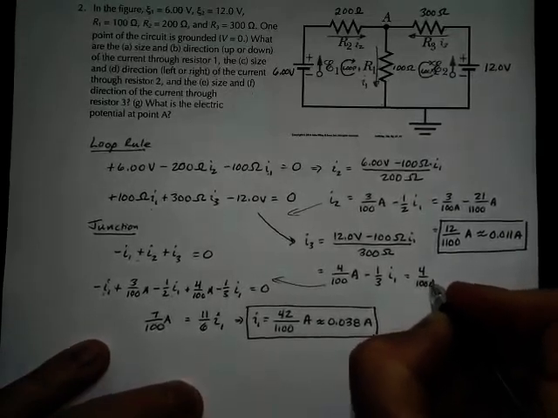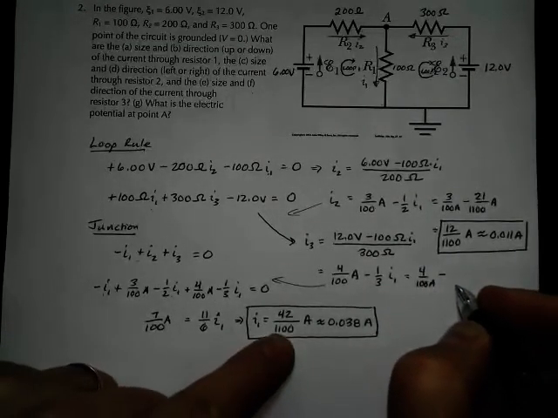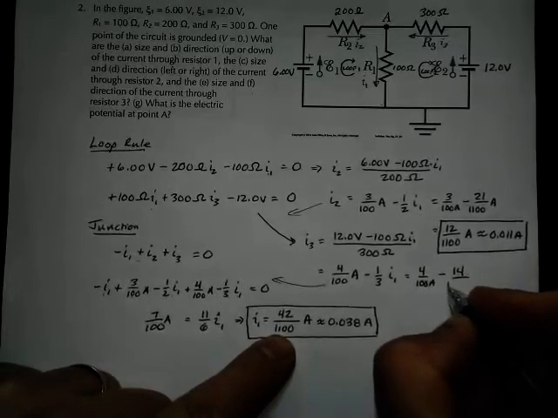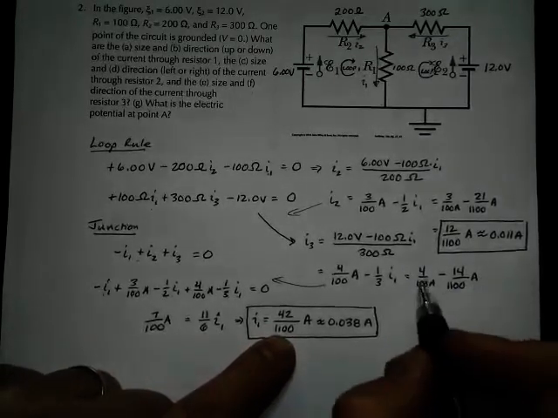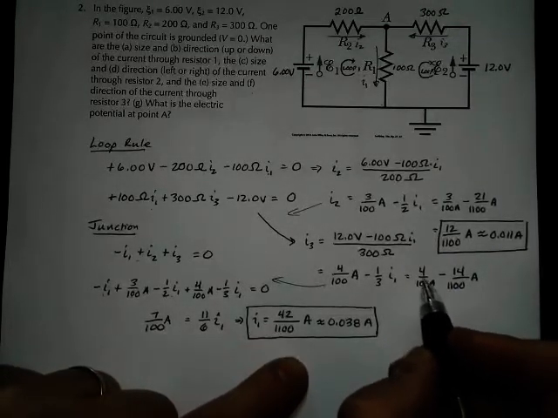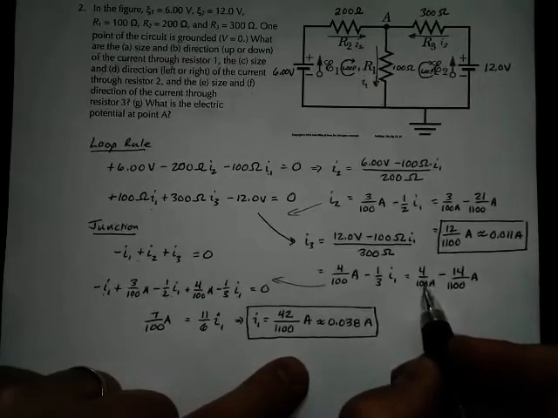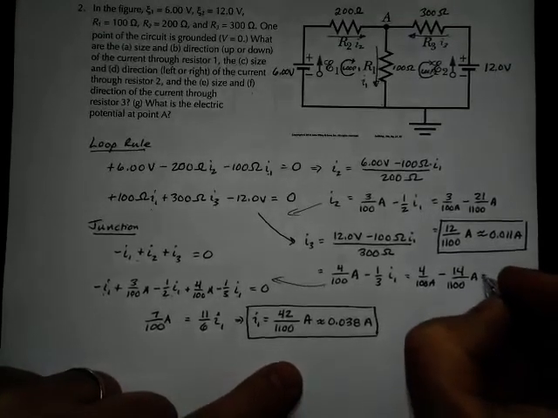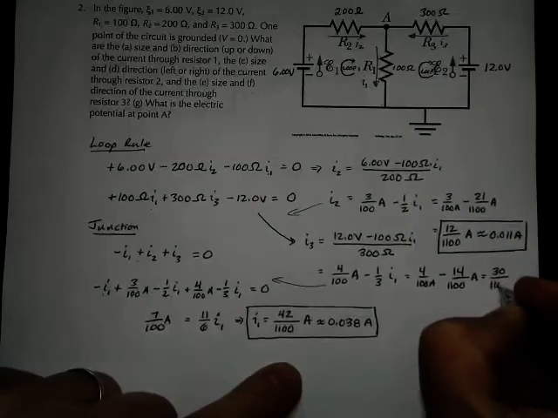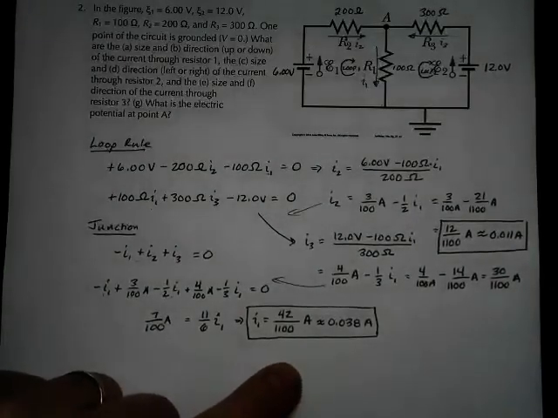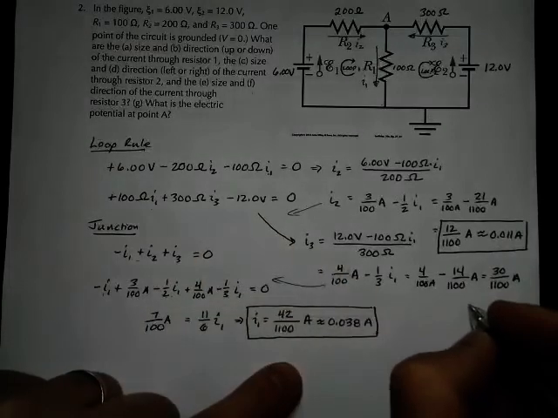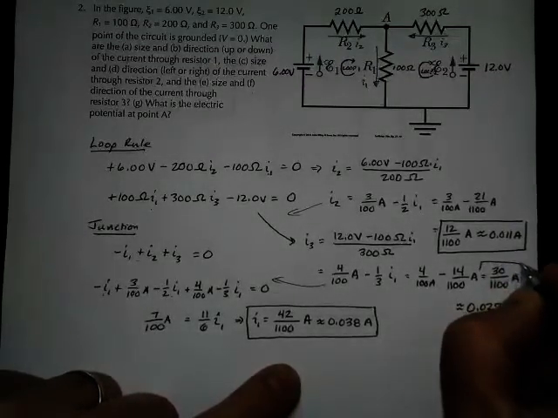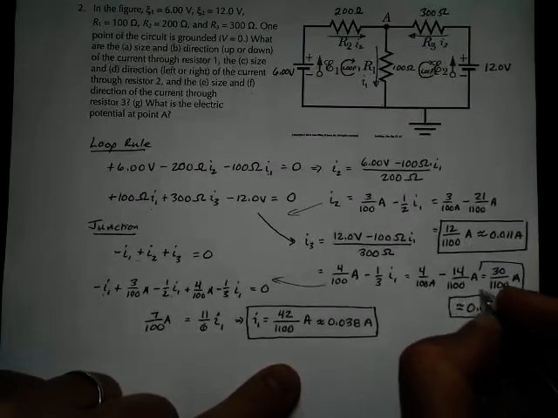If I plug in here, 4 hundredths of an amp minus, let's see, 1/3 of this. Well, 1/3 of this is going to be 14/11 hundredths of an amp. Again, the common denominator is going to be 11 hundredths, so 4 hundredths is the same as 44/11 hundredths. 44 minus 14 is 30/11 hundredths of an amp, or about 0.027 amps.